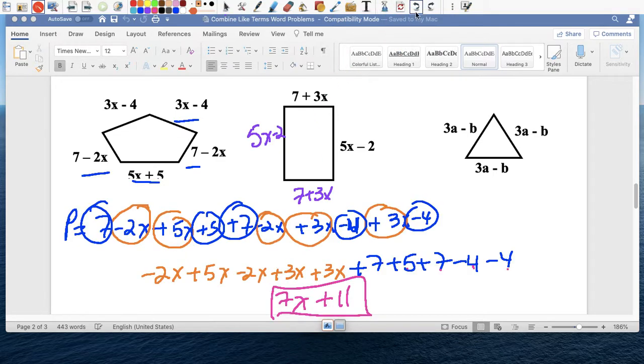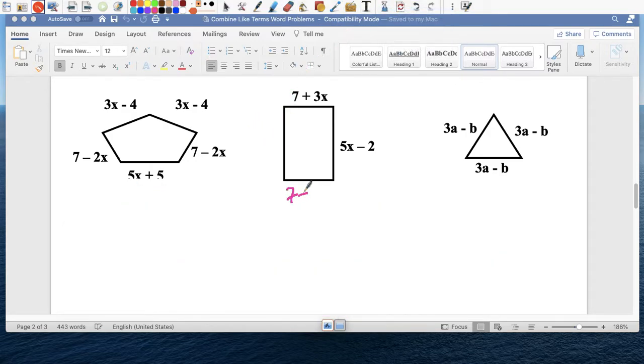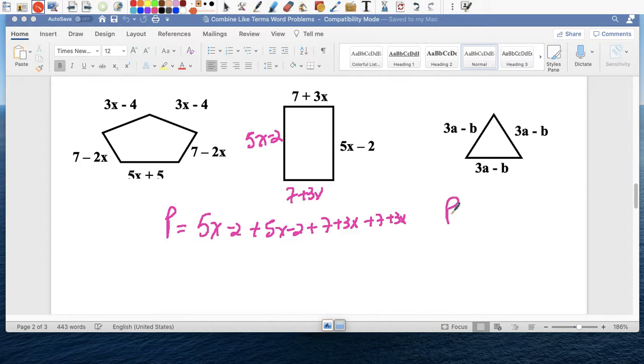This one is the same. I can erase that. So notice that this is 7 plus 3x, and this is 5x minus 2. So you want to add all the sides. So I'll do it the long way. You can do 5x minus 2 plus 5x minus 2 plus 7 plus 3x plus 7 plus 3x. Or you could have done, I know there's 2 of them, so 2 times 5x minus 2 plus 2 times 7 plus 3x, because there's 2 of them. Which one do you prefer?